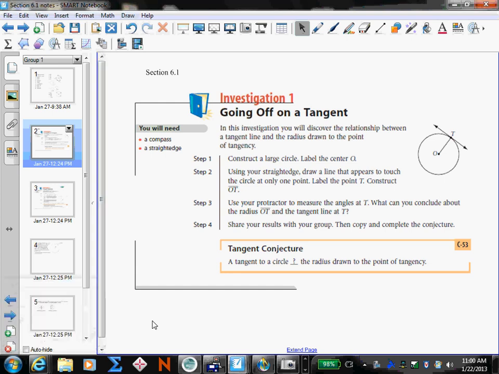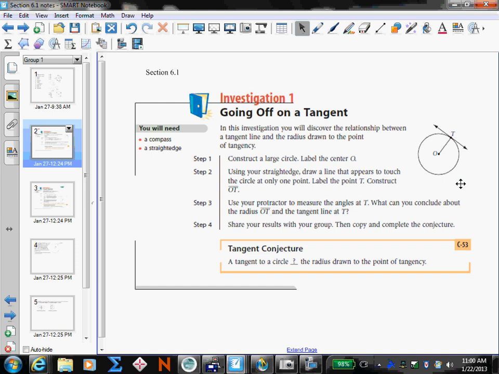Hi class, this is section 6.1, so we're starting a new chapter and it is going to be the study of circles. So we're going to be doing a lot of constructions in Sketchpad. So this is our first investigation. As you can see from the picture, we have a circle O and then tangent T.